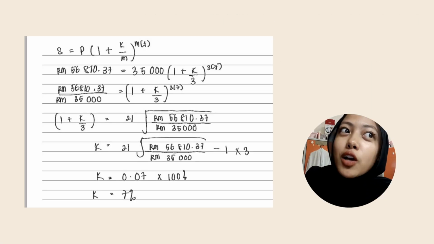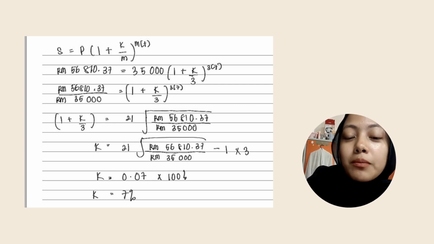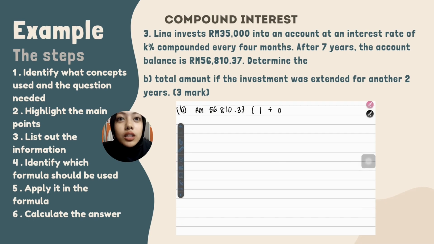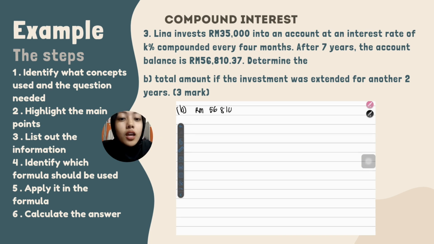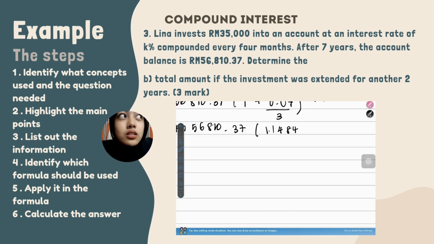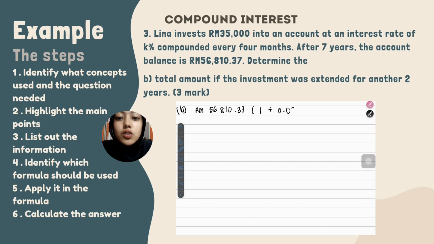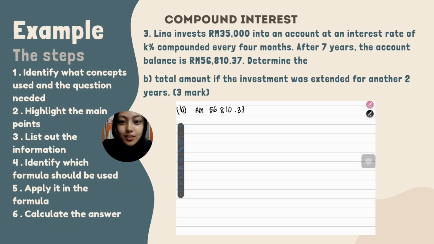On the previous slide, you can look on the video how to solve the questions. So here is the rule of calculations, how to get the answers for 3A. For B, total amount if the investment was extended for another 2 years, you need to use the same formula, which is compounded interest, but you need to change the years, because in this question it was mentioned that it was extended for another 2 years. So you just need to change the years and do the calculations like usual.